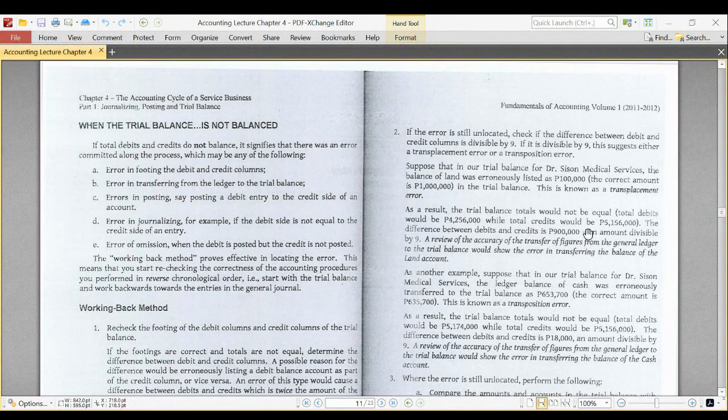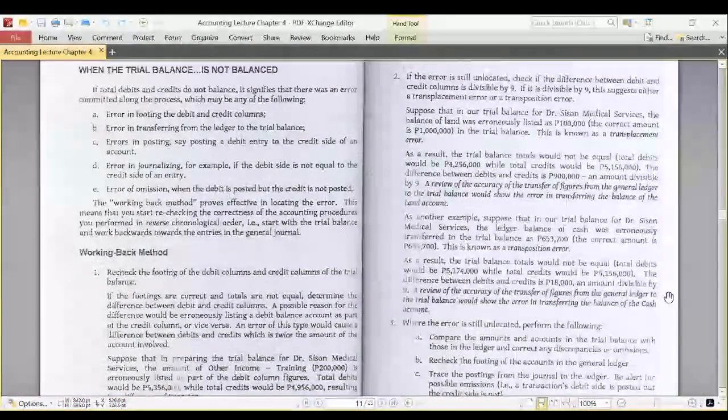So it presupposes that there is a transplacement error. Okay, kasi di ba 900,000 yung kulang doon sa recording. 100,000 lang ang nirecord natin instead of 1 million. So may kulang na 900,000. And since this is divisible by 9, it means that there is a transplacement error. How about transposition error? Pag sabi mo transposition error, the figures or the numbers were interchanged.